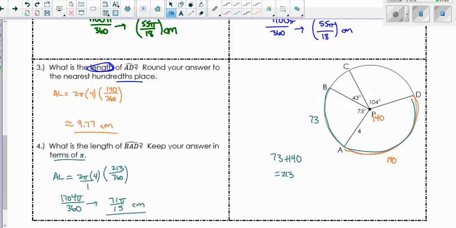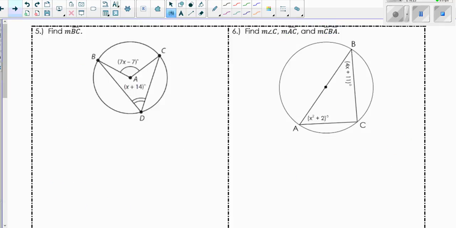And there we go. Alright, so that's a couple problems with arc length. That should be enough. Let's now start going back to central angles and inscribed angles and show you some more equations that you can do. Okay, so this problem says that we need to find the measure.